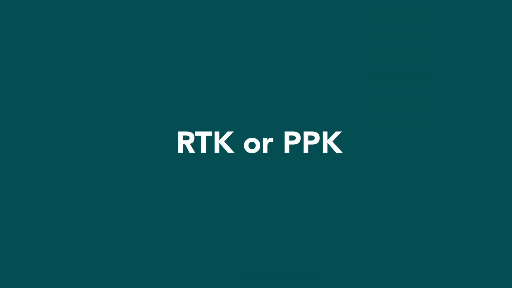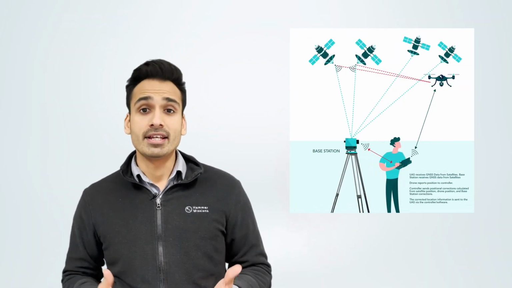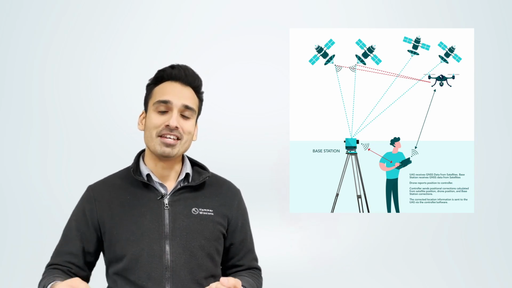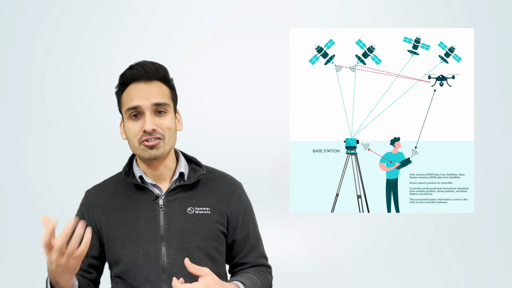Right, so the next one is RTK or PPK. RTK stands for real-time kinematics. This essentially is a method to correct the positions of the drone's GPS in real time, so as the drone flies.